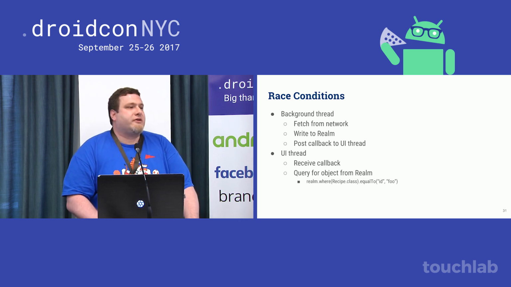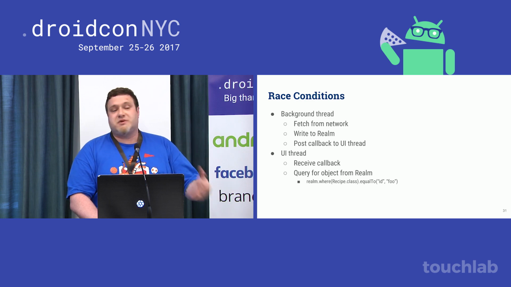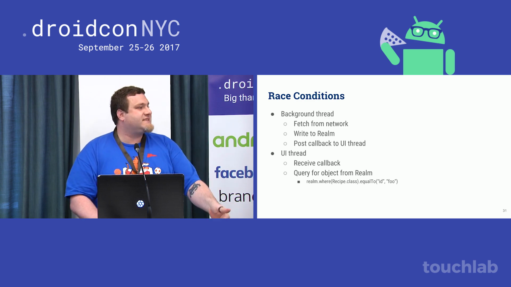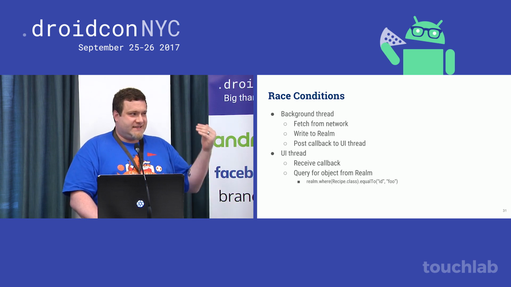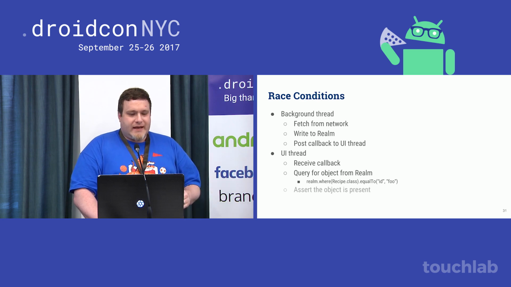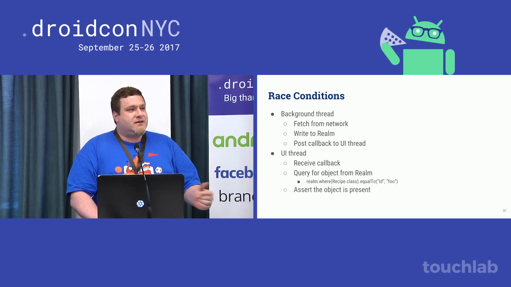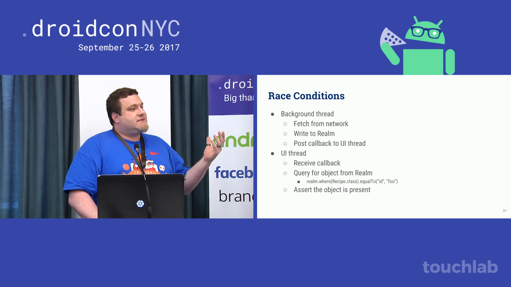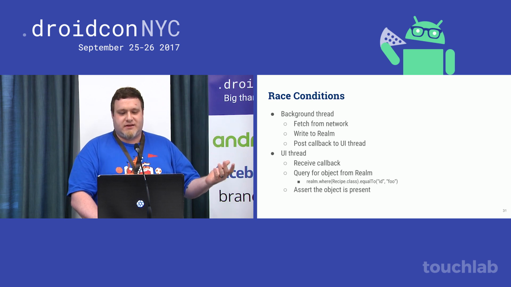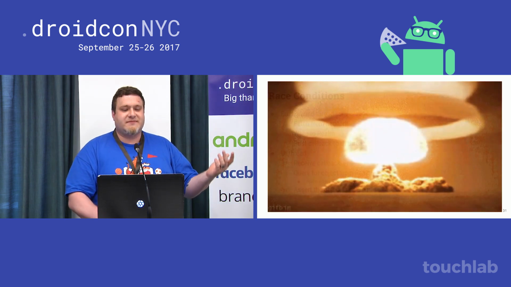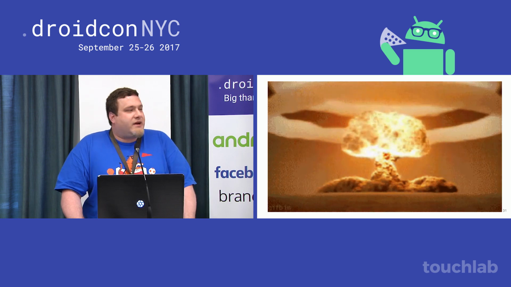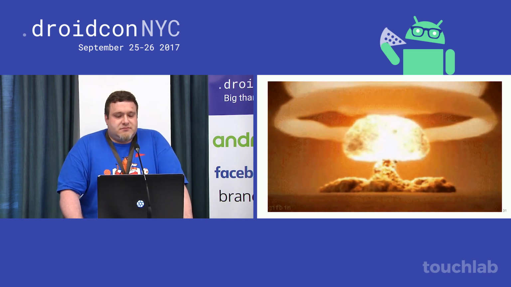And that might look something like this, right? You're going to do a query where you're going to find this particular object, which I know is on disk because I just wrote it, right? By the time I got the callback, it's supposed to be on disk. And now I'm going to assert that the object is present. And what's going to happen when I actually run this? Well, most of the time it's going to work. And some of the time, it's not going to work, right? And that's because it's a race condition.